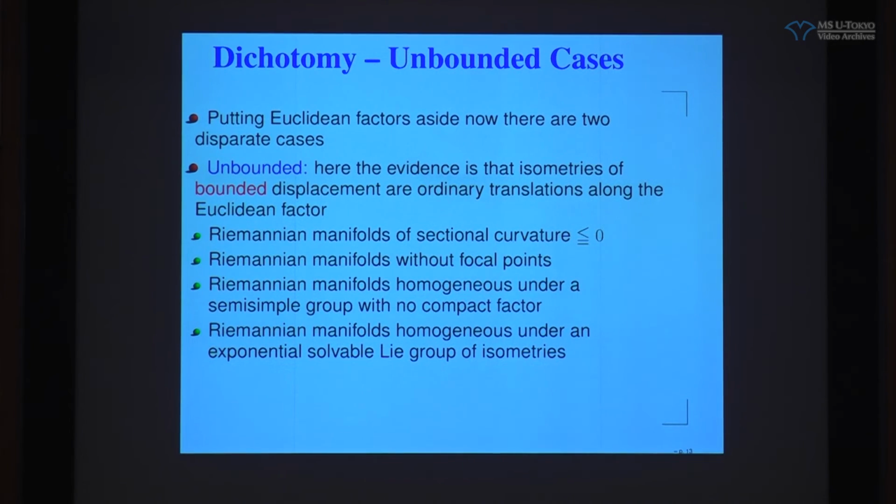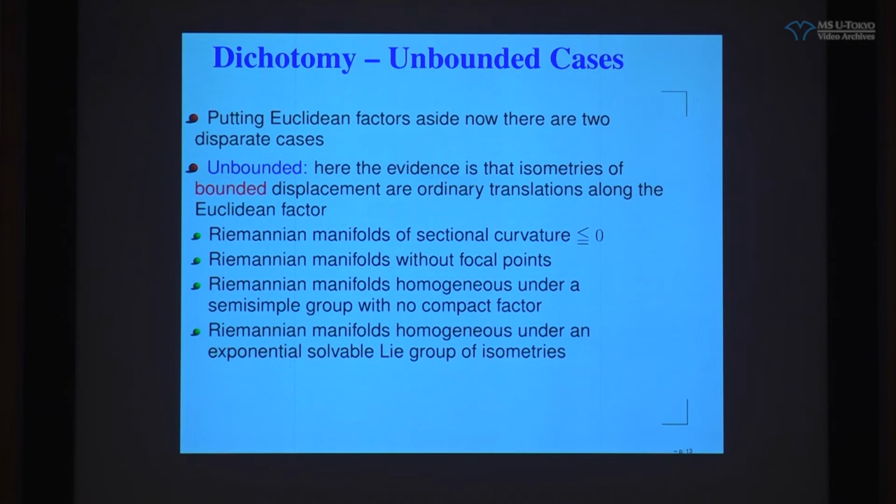So with no Euclidean factor, they have to be trivial or somehow come from some central element in a group manifold. So negative curvature we already saw. The argument works for manifolds without focal points. Homogeneous under a semi-simple group with no compact factor. That also works if you're careful. And then there's Riemannian manifolds homogeneous under an exponential solvable group of isometries.